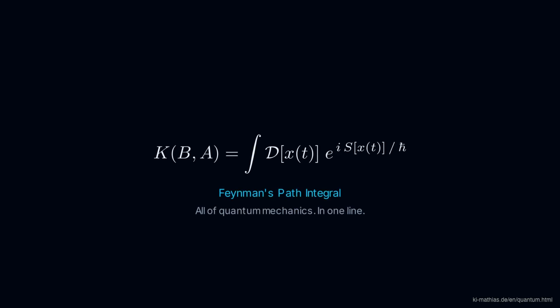What you just saw has a name: Feynman's path integral. The amplitude to get from A to B is the sum over all paths. Each path contributes an arrow whose angle is the action divided by h-bar. All of quantum mechanics, in one line.